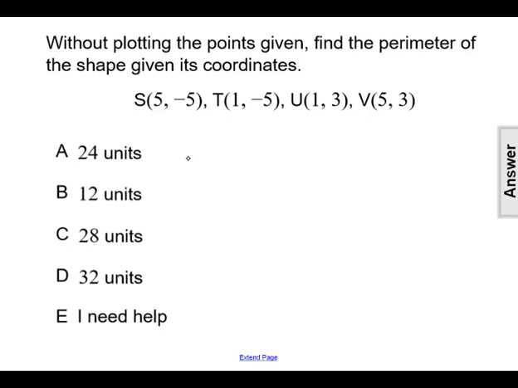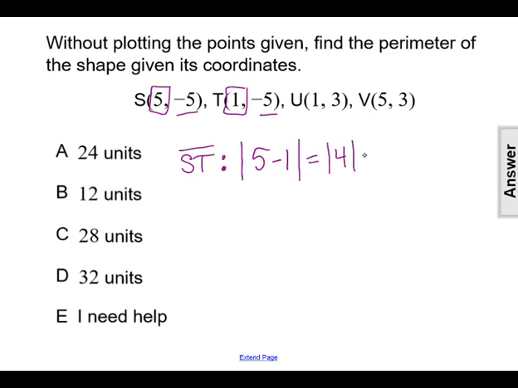So first, let's find the distance between segment S and T. S and T both have the same y values of -5. So we have to look at the x values of 5 and 1. 5 and 1 are the same sign. So to find the distance between S and T, those 2 points, we have to subtract their absolute value of those x values. So we'll do the absolute value of 5 minus 1, which is the absolute value of 4, so that equals 4. So the distance between points S and T is 4.